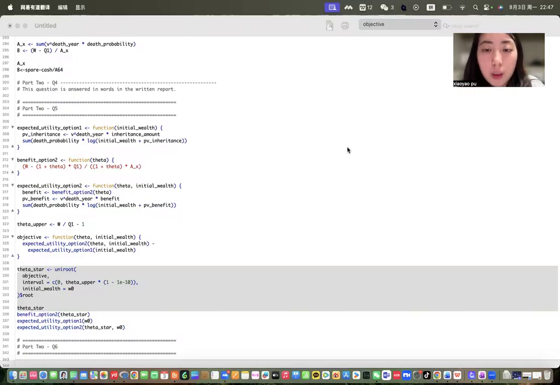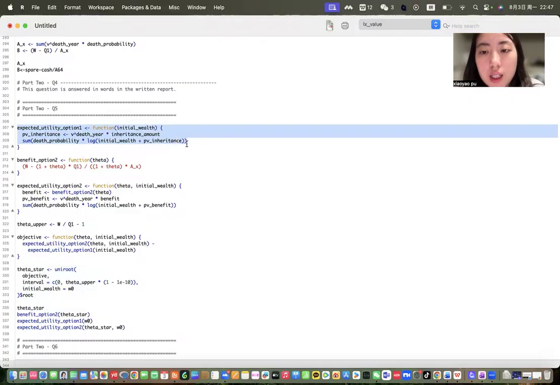And then I will talk about question 5. This calculates the expected utility under option 1. Josephine's present value of wealth equals her current wealth plus the present value of the inheritance. The utility function is the natural logarithm.